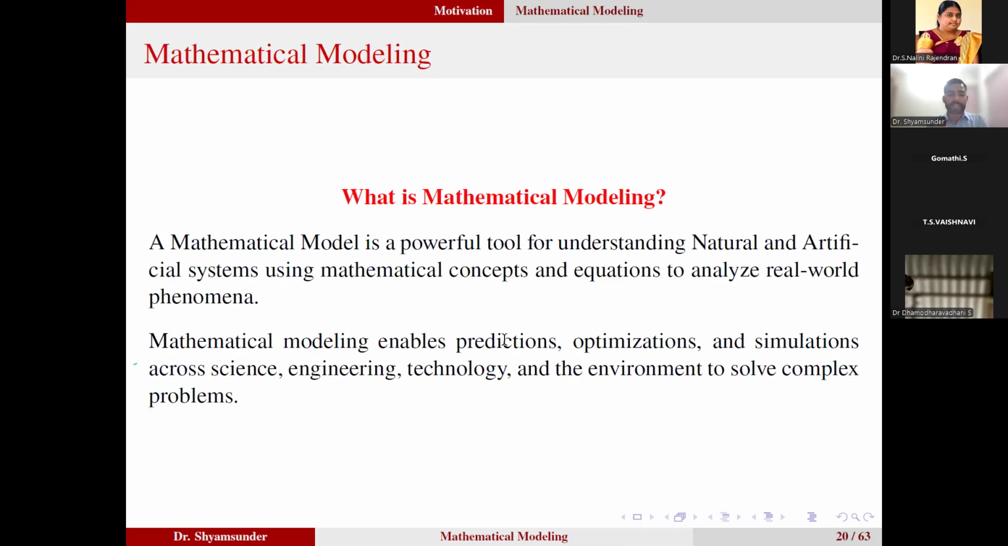Then, what is mathematical modeling? Mathematical modeling is a powerful tool. We define a real world problem and convert it into a system; this process is known as modeling. When this system is in equation form, in mathematical form, it is known as a mathematical model. It is a powerful tool for understanding natural and artificial systems using mathematical concepts, formulas, and equations to analyze real world problems. Mathematical modeling enables predictions, optimizations, and simulations across science, engineering, technology, and environment to solve complex problems.